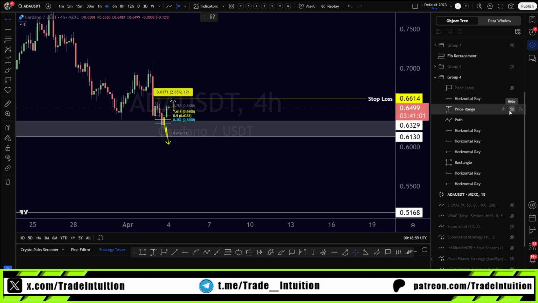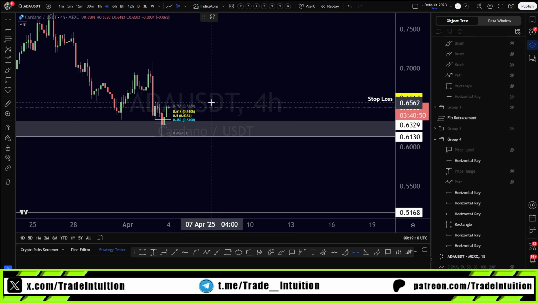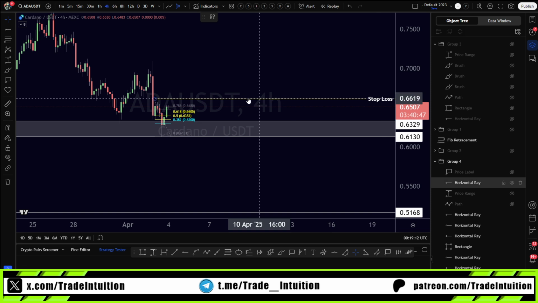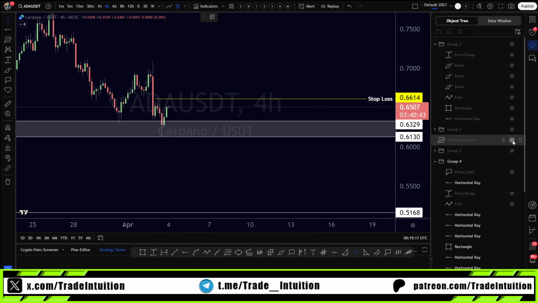Just this path tool, and then also my fib retracement. You can find the fib retracement, hover over it, it'll light up. You can find it. Oh, here it is. Okay.